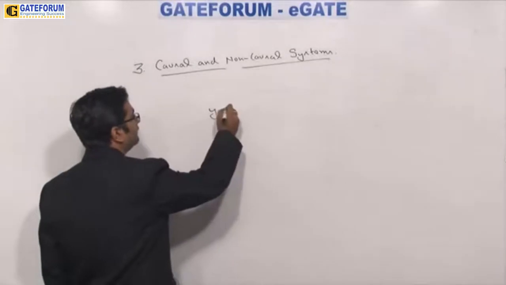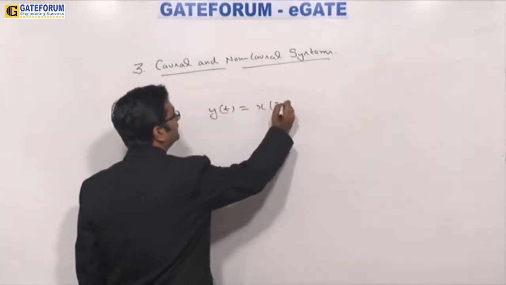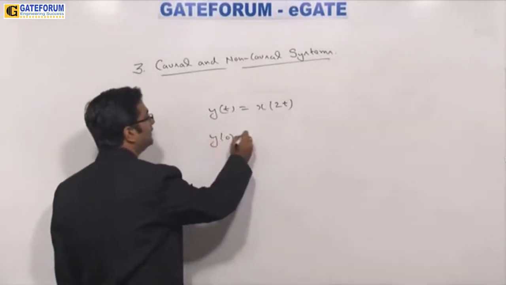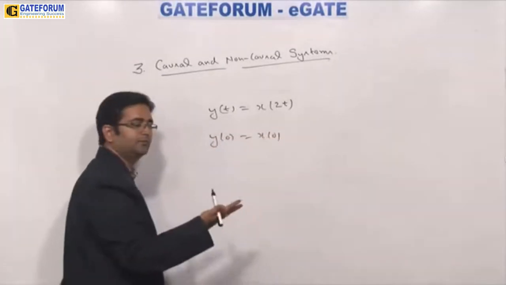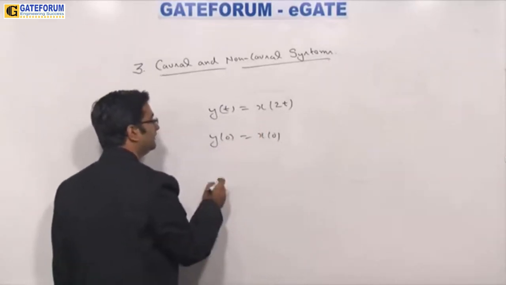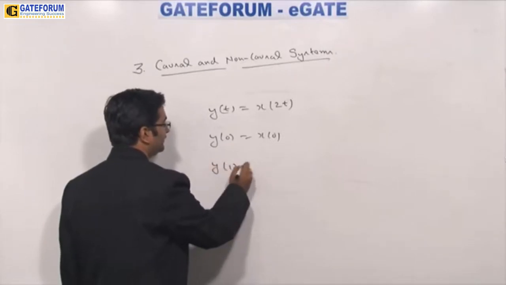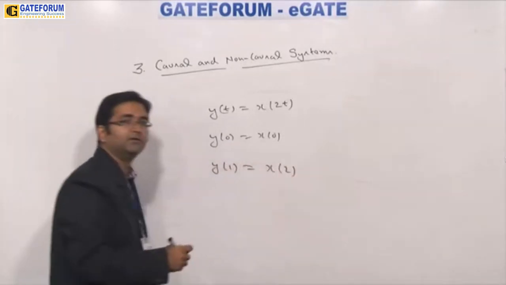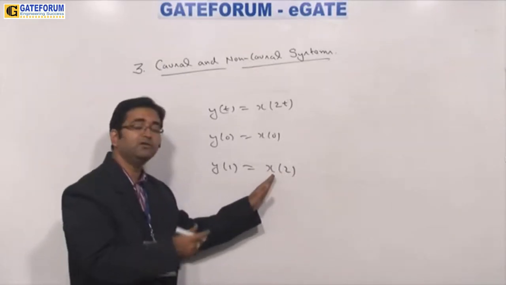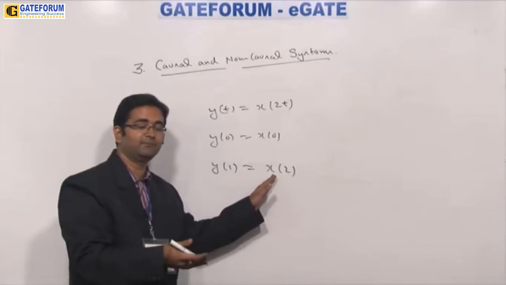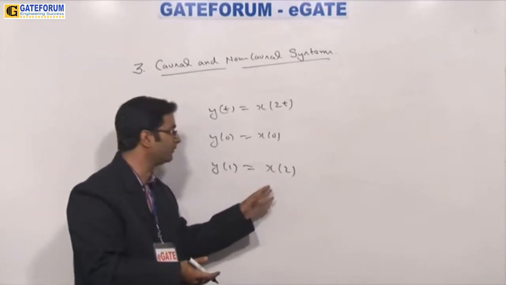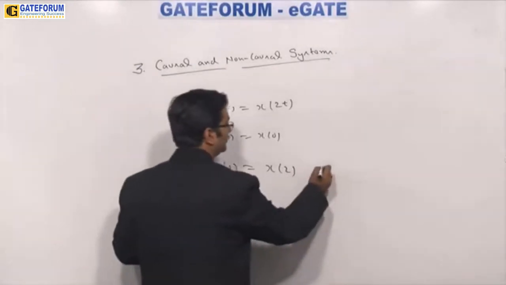Similarly, y(t) equals x(2t). Is it causal or non-causal? It's very simple. If I look at y(0), I will get x(0), no issue. The present value at t equal to 0 depends on x(0) only, the present value of the input. But what is y(1)? y(1) is nothing but x(2). That means when I am looking at time t equal to 1, I depend on the future value of the input, and practically that is not possible. That means I am getting the output by predicting the future value. It is not possible, so it represents a non-causal system.